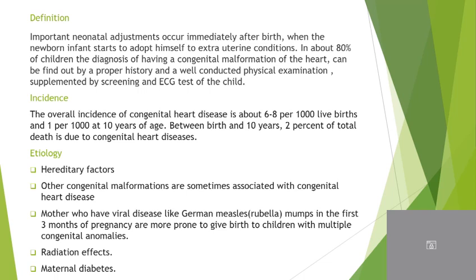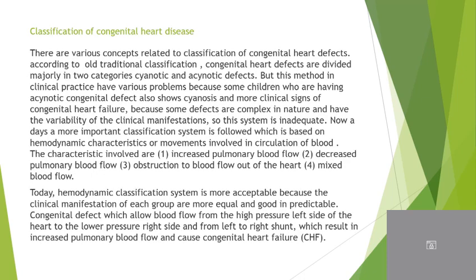Etiology: hereditary factors. Other congenital malformations are sometimes associated with congenital heart disease. Mothers who have viral disease like German measles, mumps in the first 3 months of pregnancy are more prone to give birth to children with multiple congenital anomalies. Radiation effects, maternal diabetes. Classification of congenital heart disease.